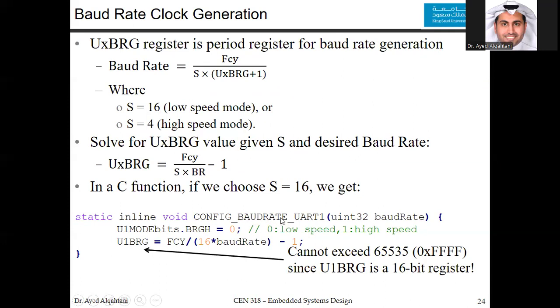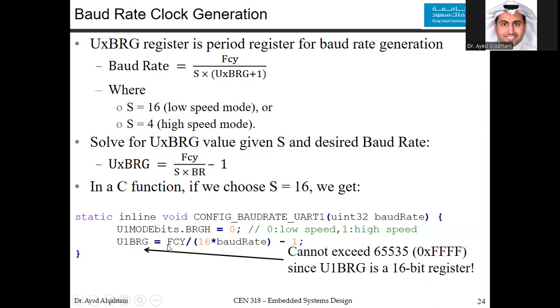This is the configuring baud rate, UART1, and you give it the baud rate, which is usually something you should specify at the beginning. So one of the mode bits, which is U1MODEbits.BRGH. For this bit, you choose either 0 or 1. If it is 0, then it's low speed, which is S equal to 16. If it is 1, then high speed, and this means S is equal to 4. Usually we make it 0, meaning S is equal to 16x.